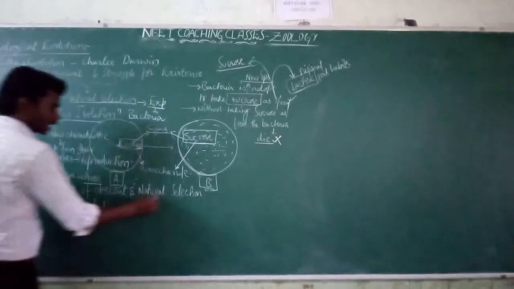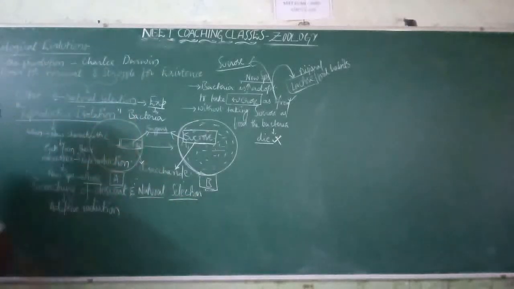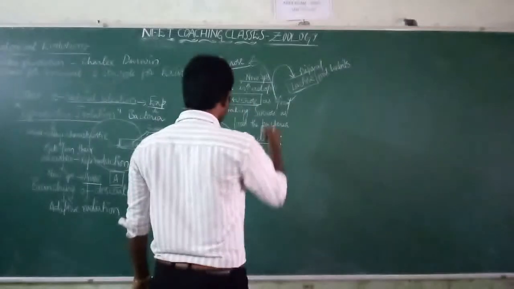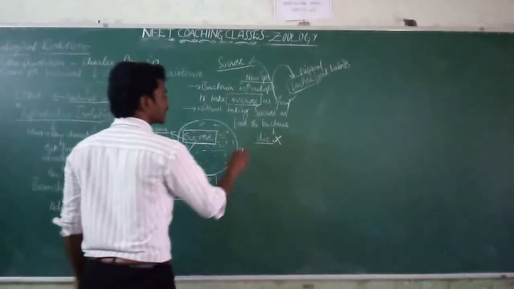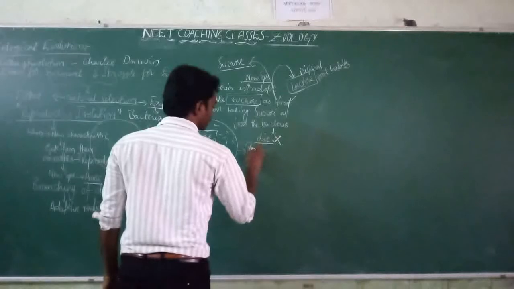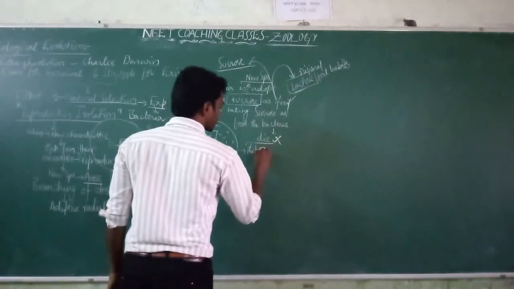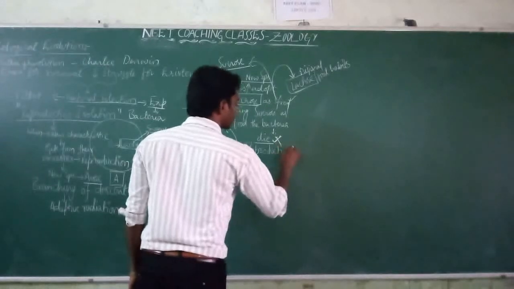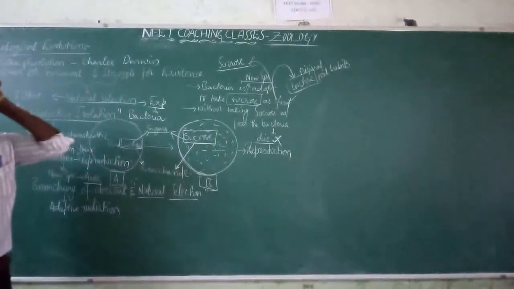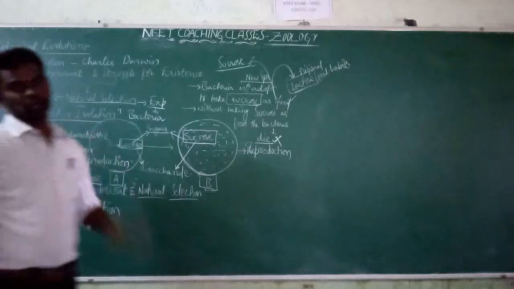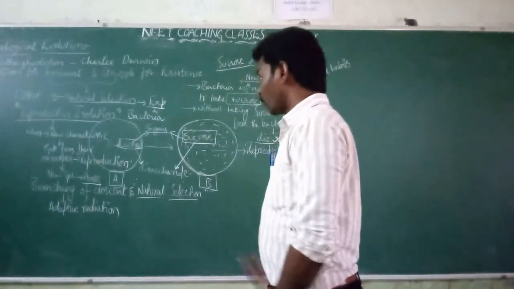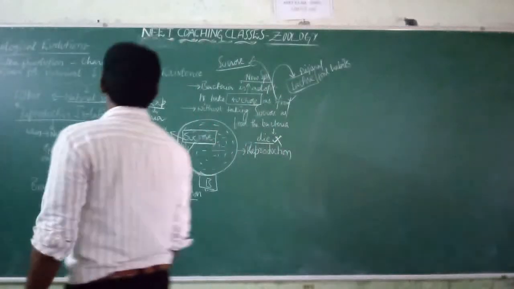Natural selection: according to the environmental conditions, nature selects the fittest one. Fittest in the sense of what? Fittest with respect to reproduction. Nature selects the reproductively fittest organism. And all these things were proposed by Charles Darwin.